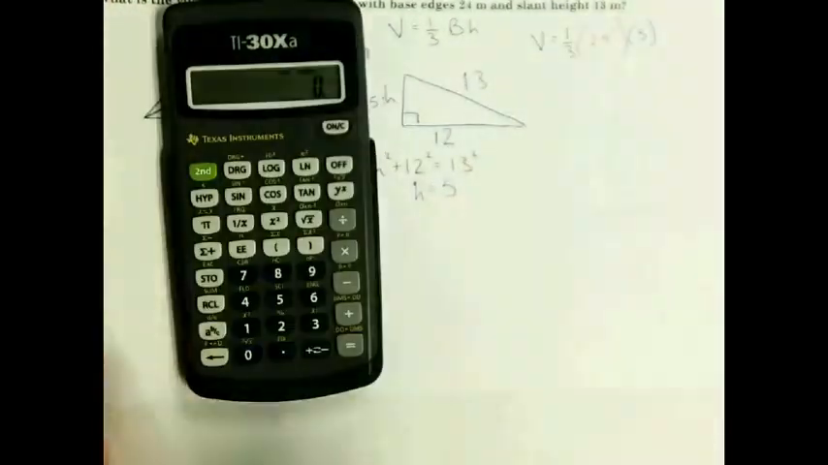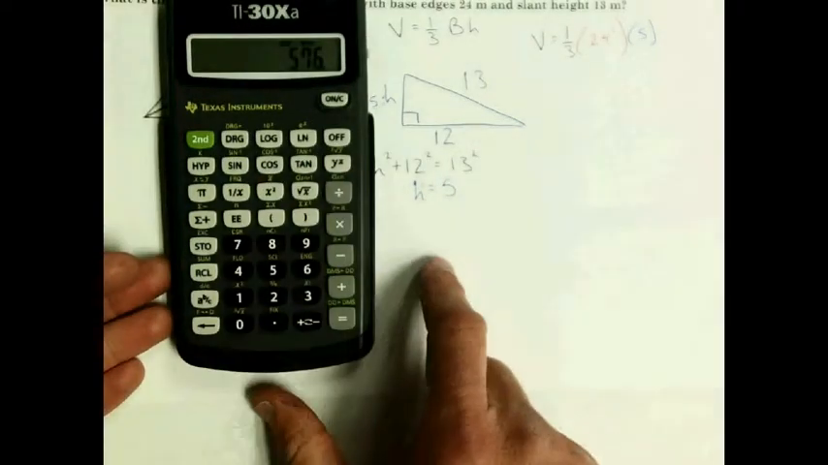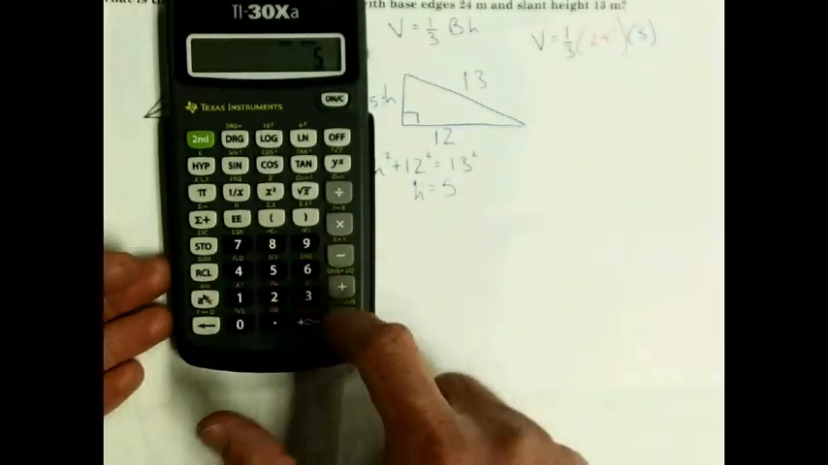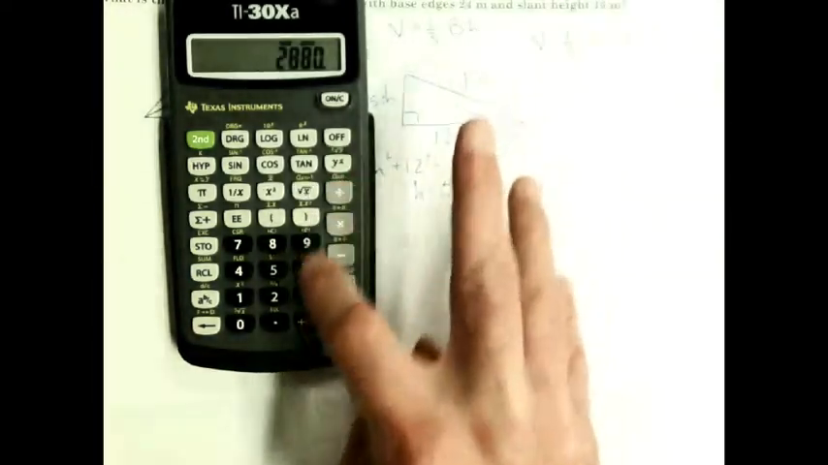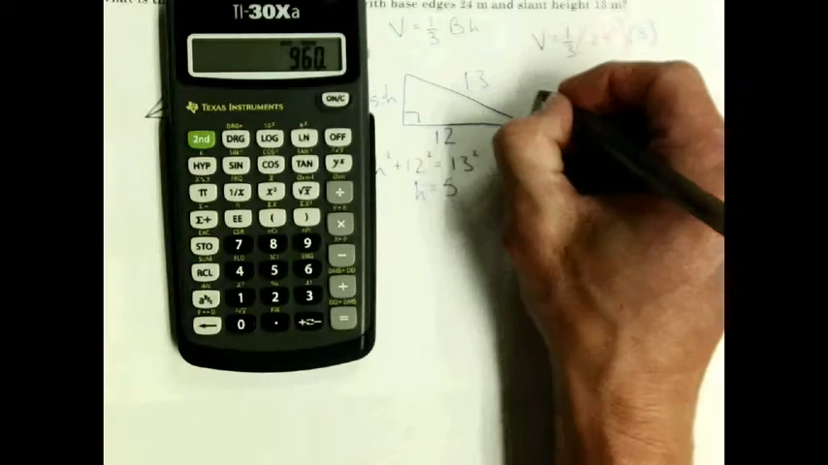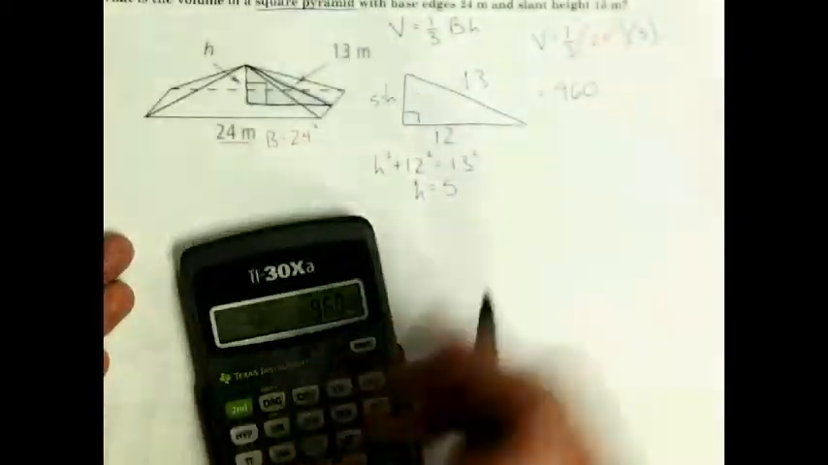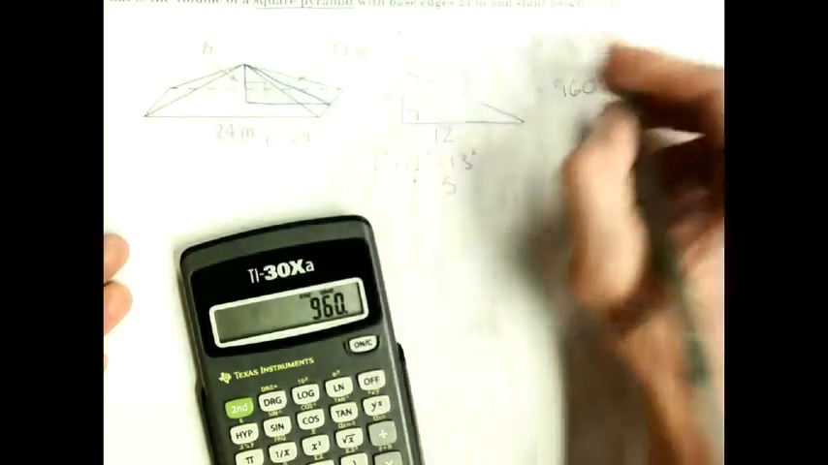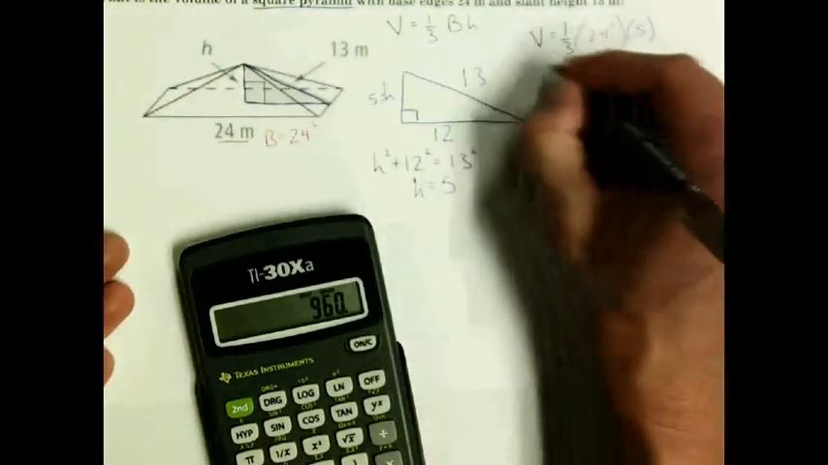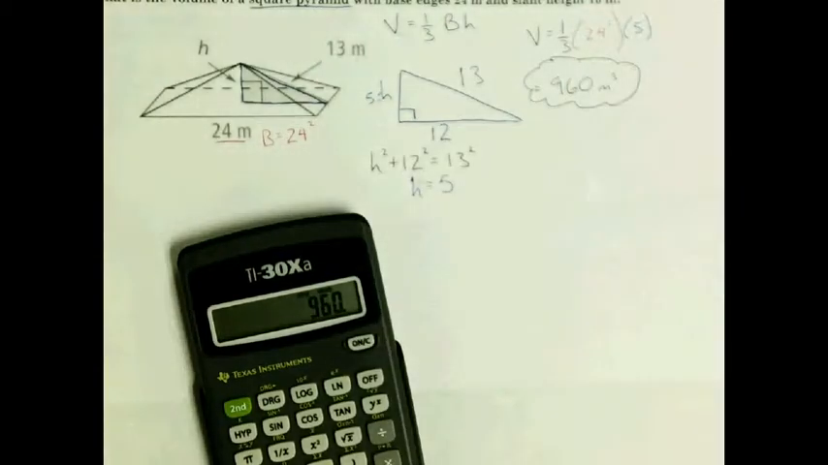So if we're going to be able to divide by 3, our 1/3 is not very scary at all. So how do we do that with the calculator? Pretty simple. 24 squared times 5, and then we have a number, we divide that by 3, and we know it will be divisible. 960. Okay, but 960 what? Meters. So 960 cubic meters for volume. And that's how the volume of pyramids works.